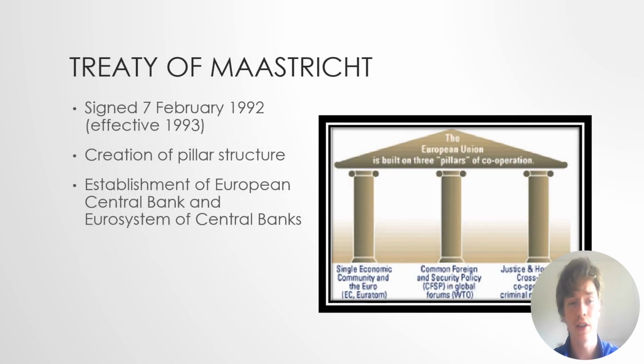The Treaty of Maastricht then, signed on the 7th of February 1992 and effective the following year, created the pillar structure, which you may have heard of. It also established the European Central Bank and the Eurosystem of central banks, which were key stepping stones towards the adoption of the single currency, obviously a staple of any common market.